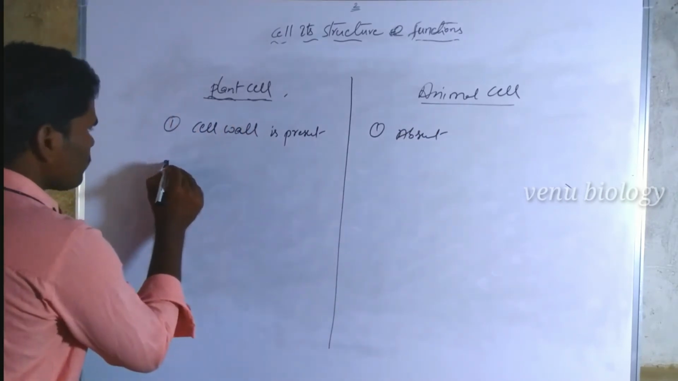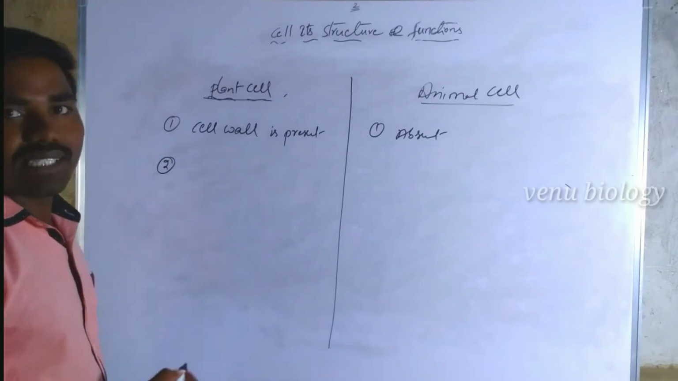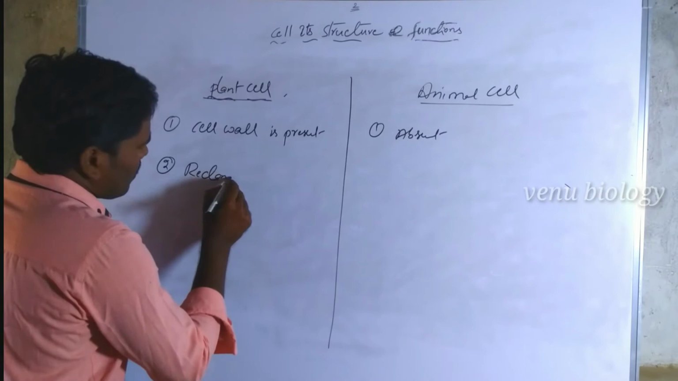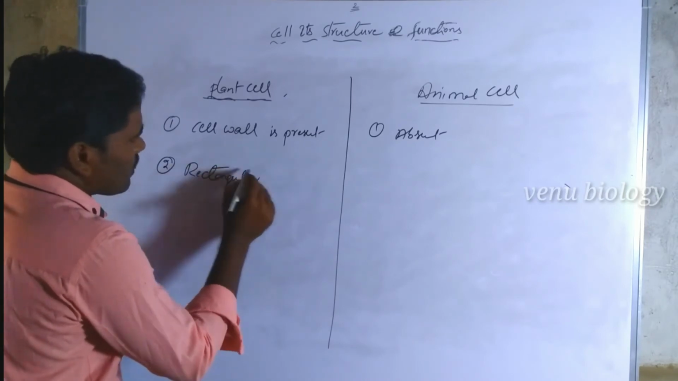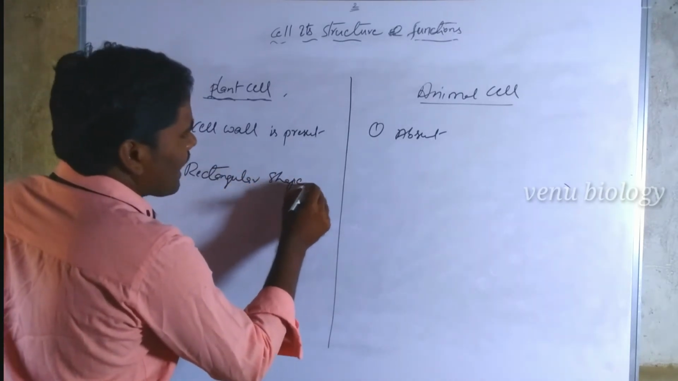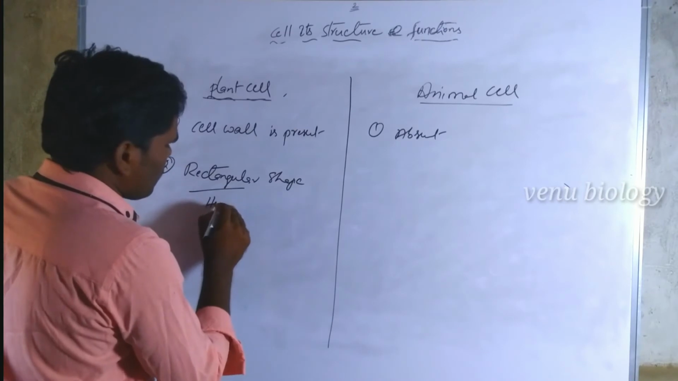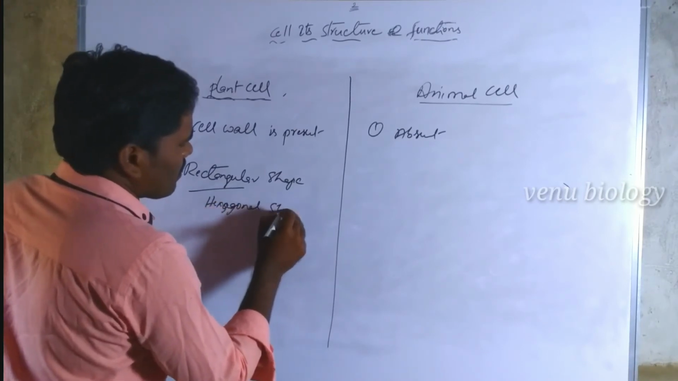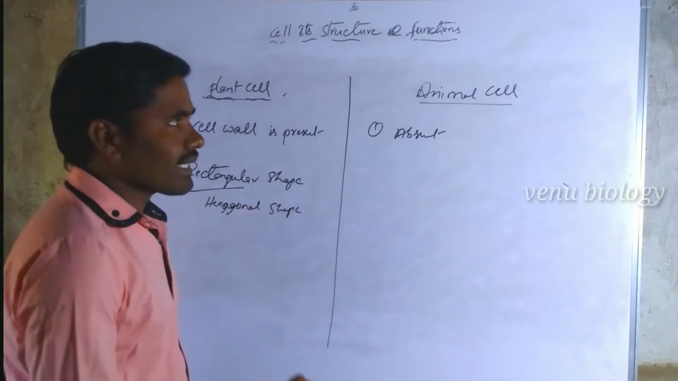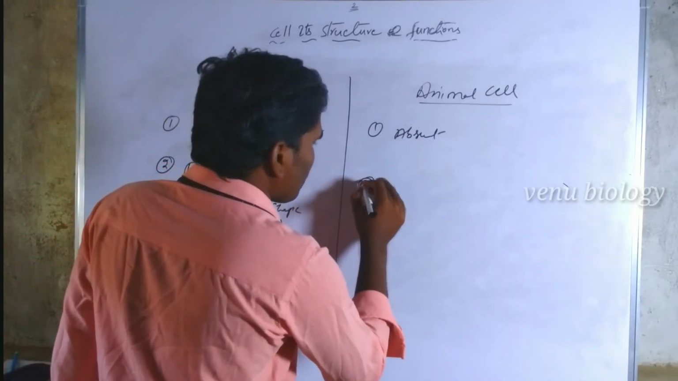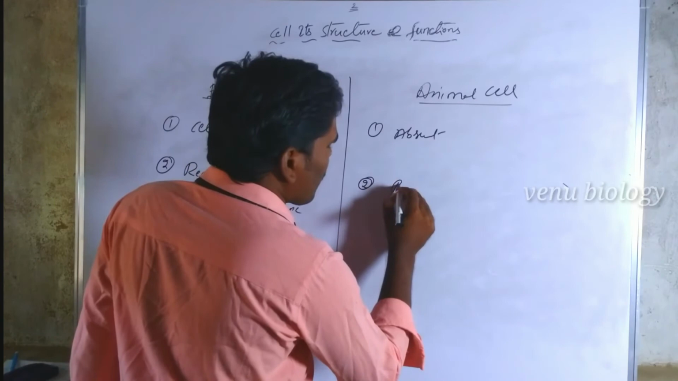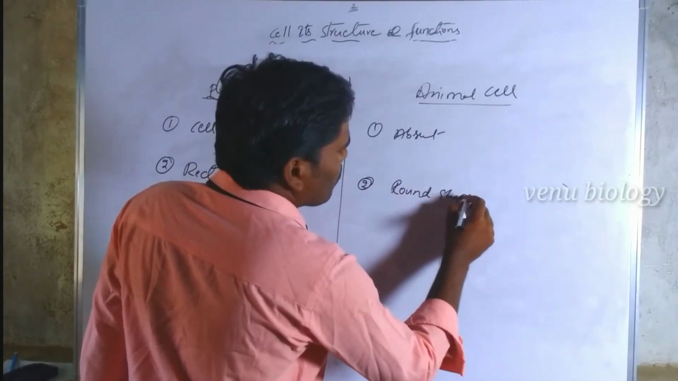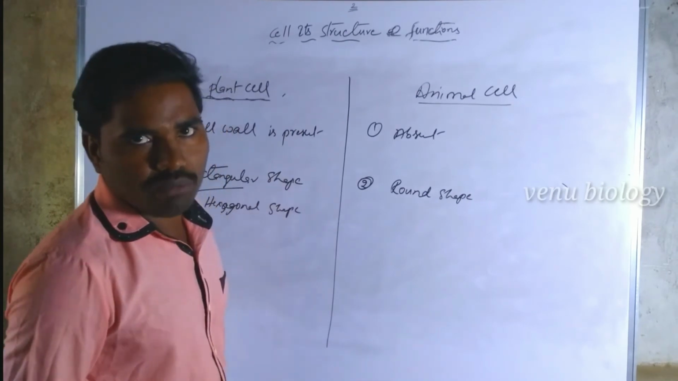Okay. Second difference is plant cell has the rectangular shape or hexagonal shape, whereas in case of animal cell, the shape is round. Animal cell has the round shape, sometimes irregular shape.